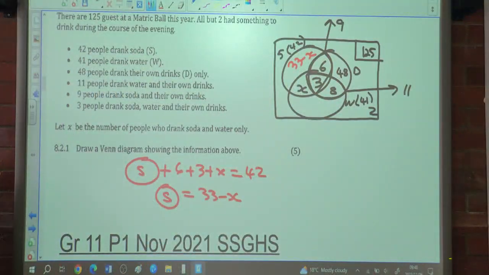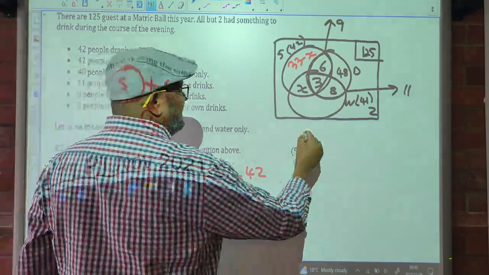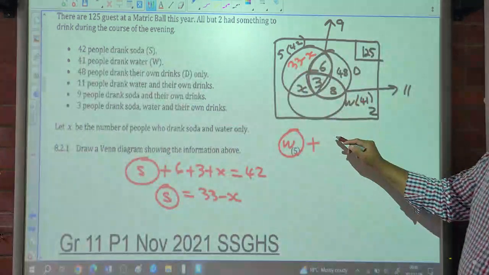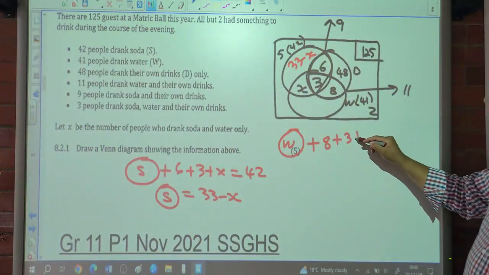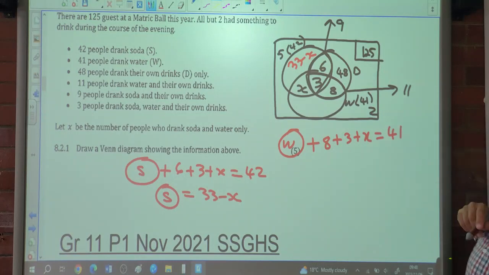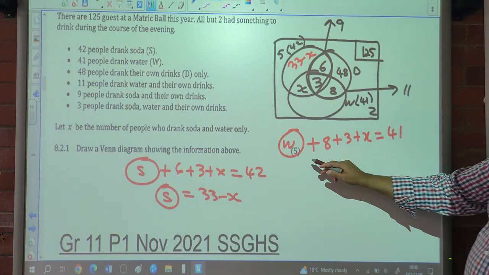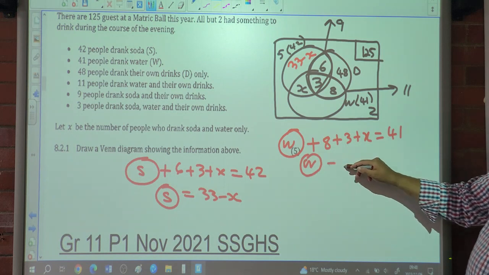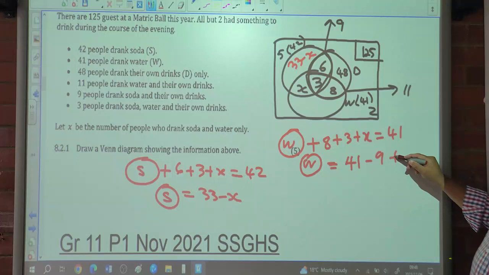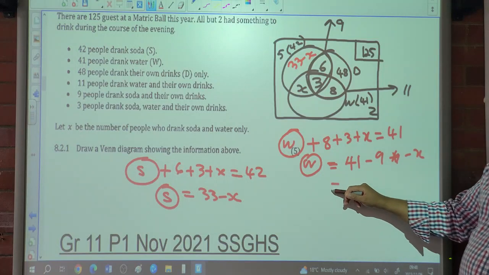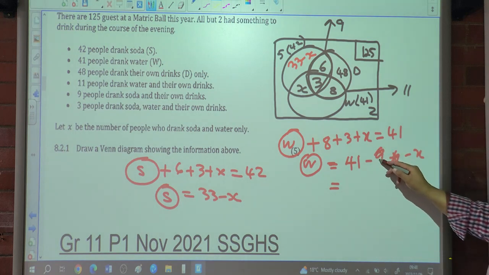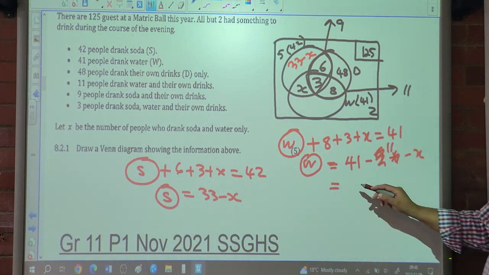Okay. Let's look at the next one. That unknown water. That blank water here. Plus 8 plus 3 plus X is equal to 41. Not so? So that unknown water, the blank water in terms of X, will be 41 minus 11 minus X. What's 41 minus 11? Sorry, my mistake. 30 minus X.